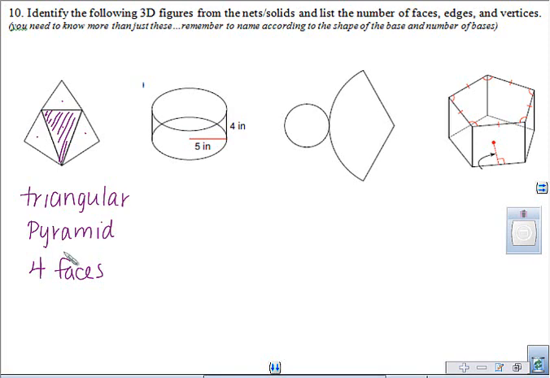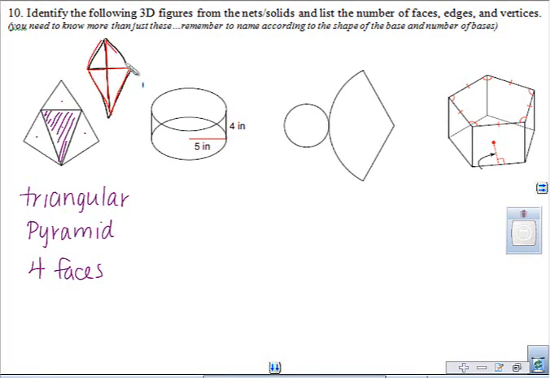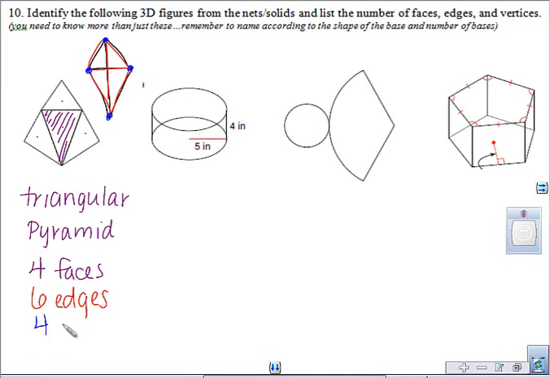Now edges, it's harder to see when it's laid out as a net because you'll repeat some of the edges when you're counting. So if it helps you, draw it, fold it up. So here's my base, and I'm going to draw these all coming to a common vertex at the top. So the number of edges, of course, the 3 edges of your base, and then all of the edges coming up to that common vertex. So 1, 2, 3, 4, 5, 6. So 6 edges. And vertices are the corners where 3 of the edges meet. So in this case, there are 4 vertices.